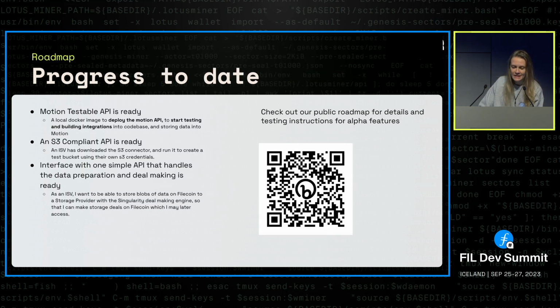Our progress to date is that we are in the alpha phase. The testable API is ready. So if you're interested, you can deploy the Motion API and start testing, integrating it into your code base. Just follow this QR code. An S3 compliant API is ready as well, so you can certainly start getting your hands dirty, try to integrate it and see how it works. We would appreciate your feedback if you get back to us with that.